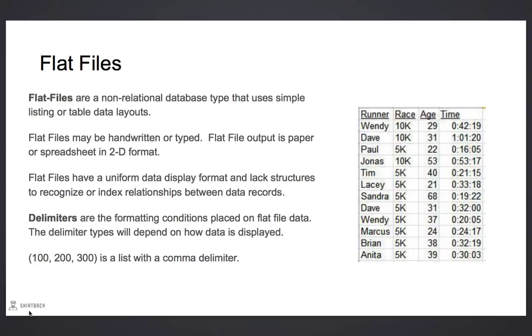Delimiters are formatting conditions placed on flat file data. The delimiter type will depend on which data is displayed. An example of a delimiter are lists that separate their elements with commas.